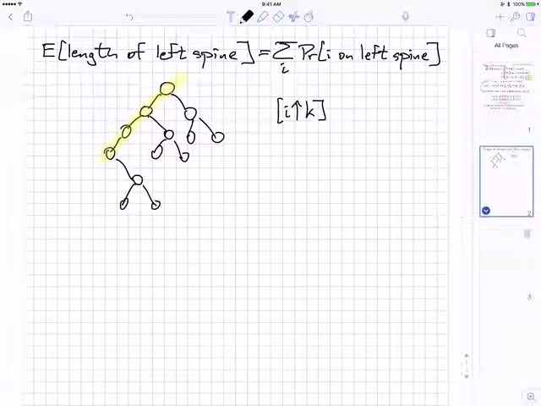K is a free variable. I haven't defined it, so it can't possibly be meaningful, unless you put a sum over all k, or for all k, or there exists k. K is an unbound variable. It doesn't mean anything in this context, unless you give it a context.